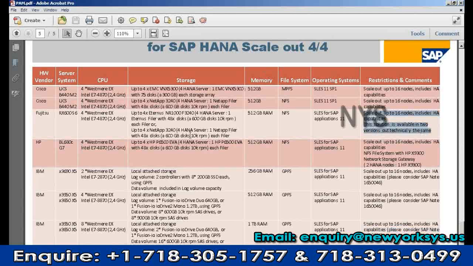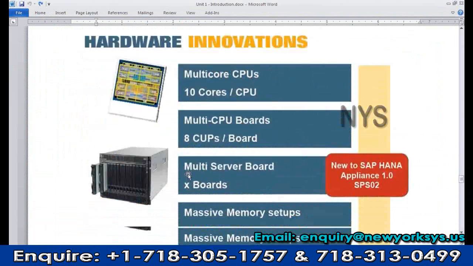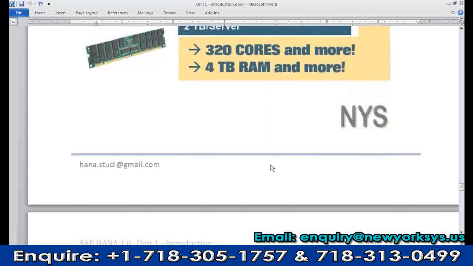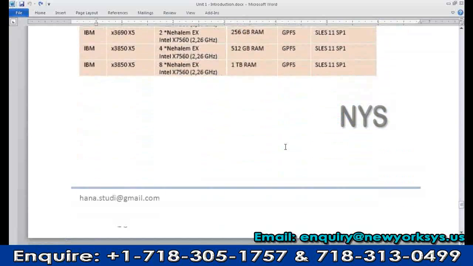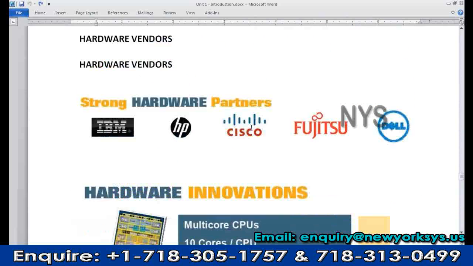Okay, so this is your hardware that is currently available. So here when I'm pointing at 320 cores, I'm not pointing at 320 processors or a single processor. You saw how many processors are assembled on a single board, and depending upon the number of cores on a single processor, you will get this final number. Okay, so this is your product availability matrix for hardware vendors. Okay, so this brings to an end your introduction unit.